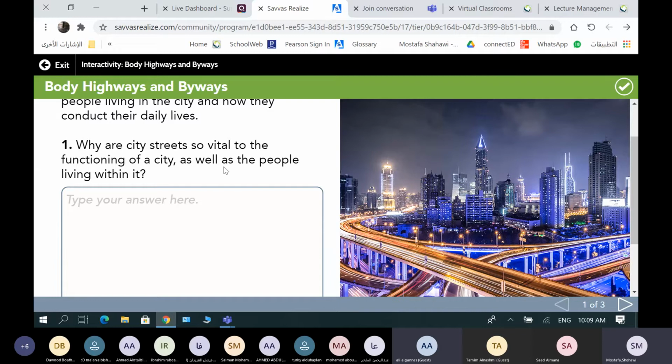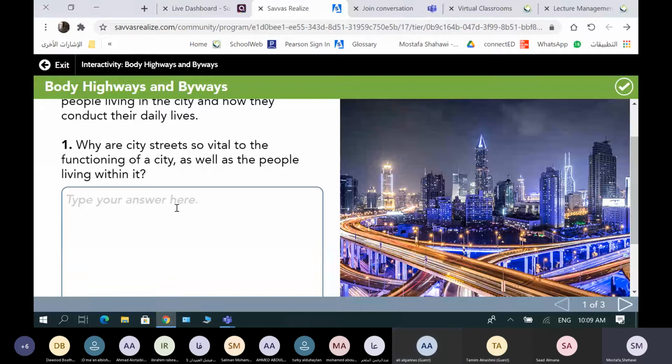Yes. So can you answer this question? We're asking about the streets in the city. Why are they so vital? Sir, what does vital mean? Important. So important. Because if they didn't have streets, their cars may break down because they will have to ride on sand or grass.